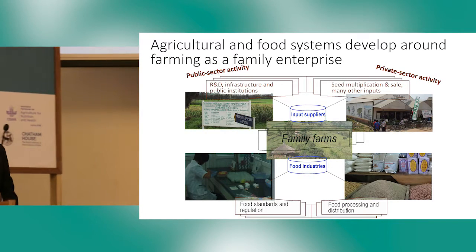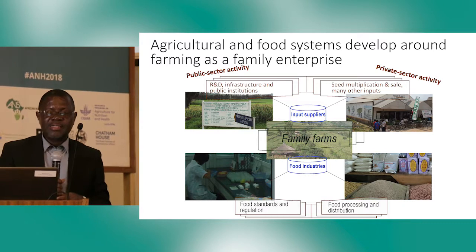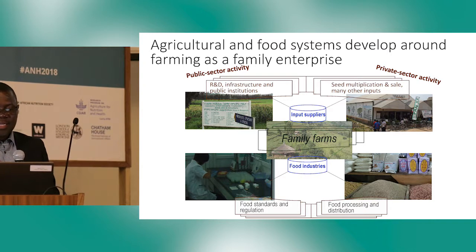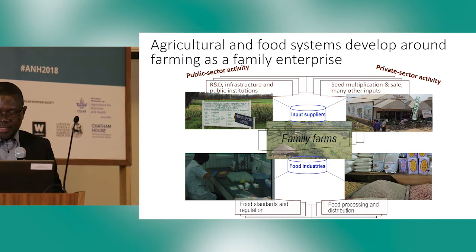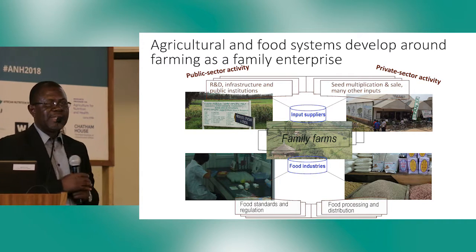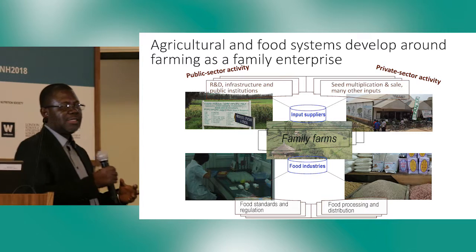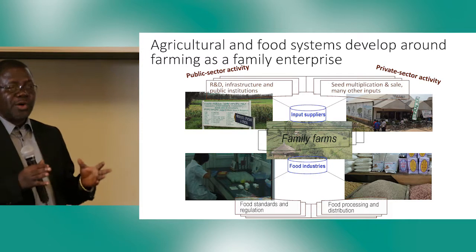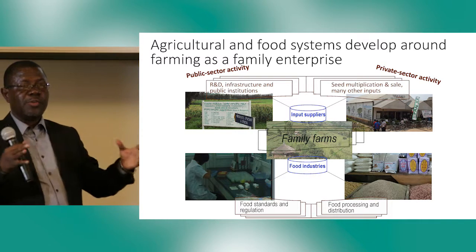And then downstream, we have organizations that are providing food standards and regulations. And then we also have food processing and distribution. So we have the individual decisions that are made that translate, as we add up, into communities, into villages, into towns. So gradually, there are economies of scale that allow agribusinesses to flourish. So in the next slides, we're going to move into the economics of how we present this.